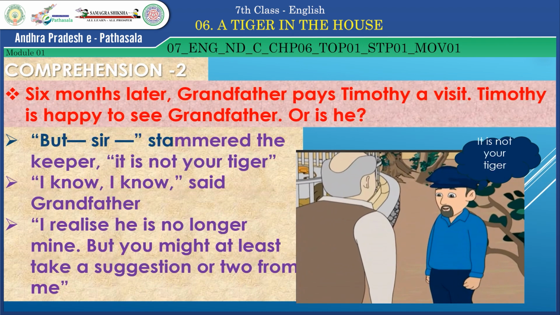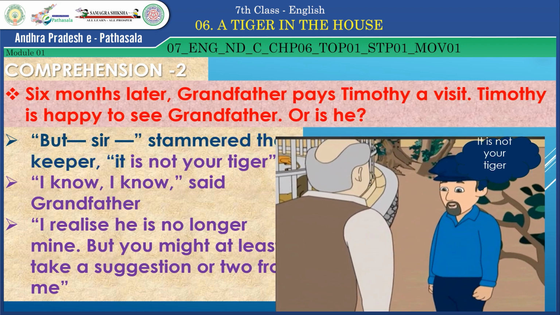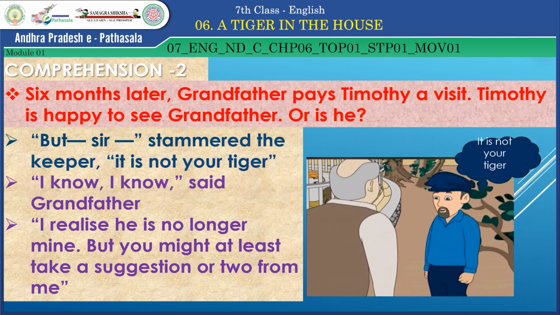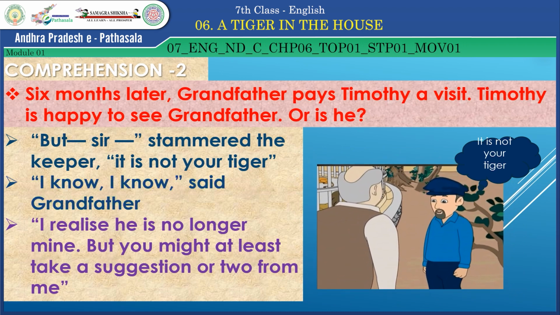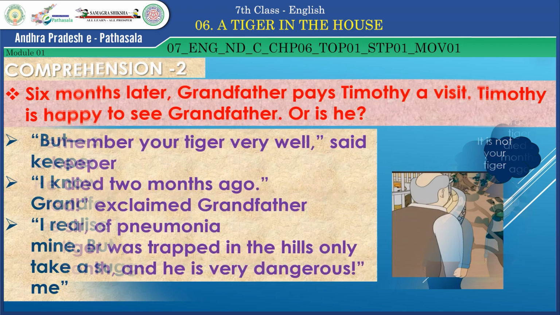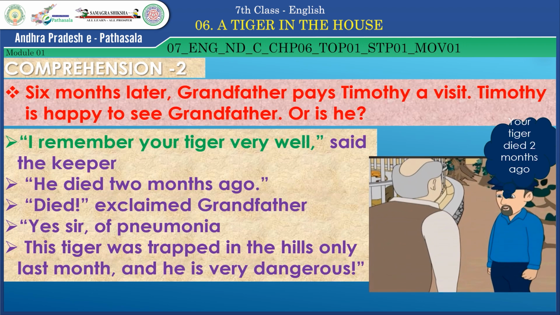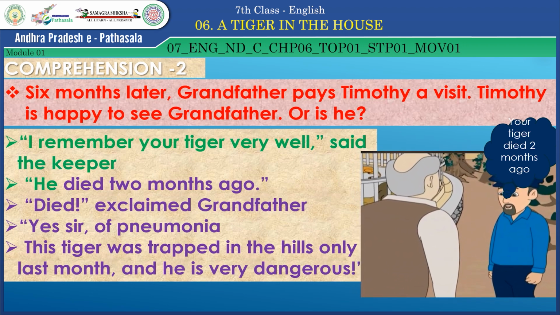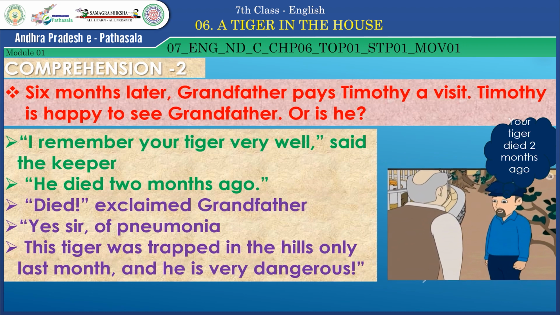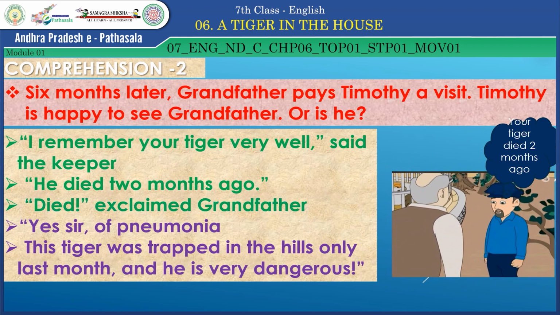But, sir, stammered the keeper, it is not your tiger. I know, said grandfather. I realize he is no longer mine. But you might at least take a suggestion or two from me. I remember your tiger very well, said the keeper. He died 2 months ago. Died? Exclaimed grandfather. Yes, sir, of pneumonia. This tiger was trapped in the hills only last month and he is very dangerous.